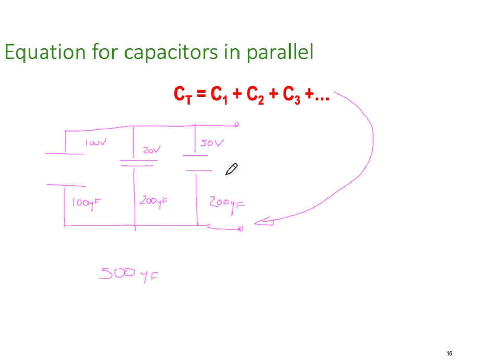But the voltage that it can withstand, remember capacitors are rated by capacitance and voltage, won't be 100, it won't be 50, it will be this one, the 20. So it'll be 500 microfarads at 20 volts, because that's the minimum voltage that can be withstood by the capacitor in the network.